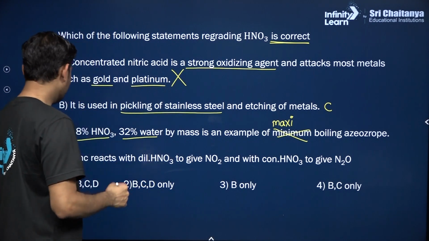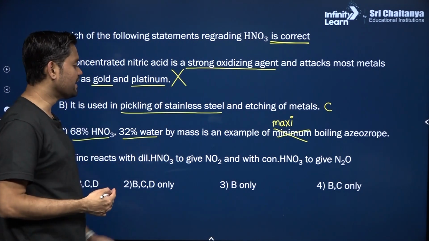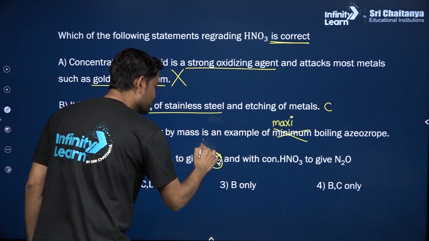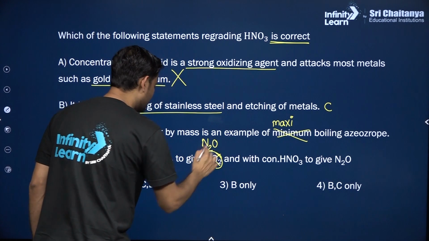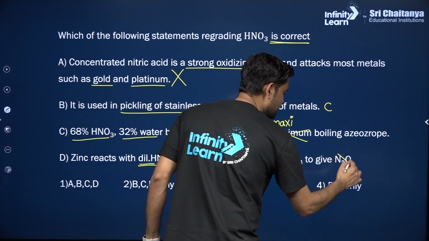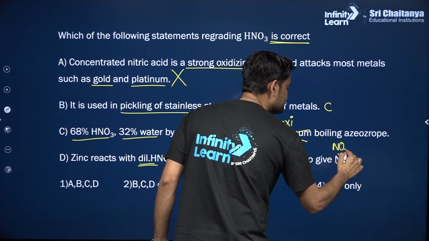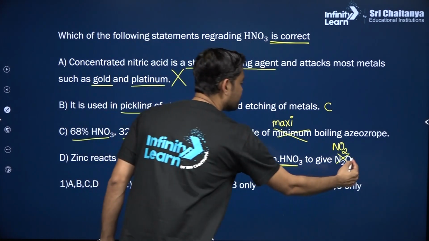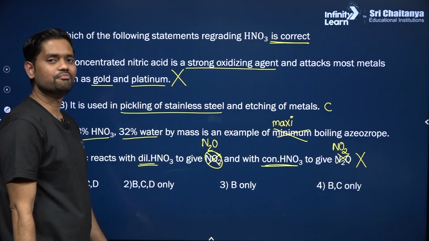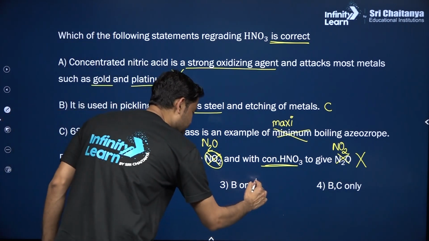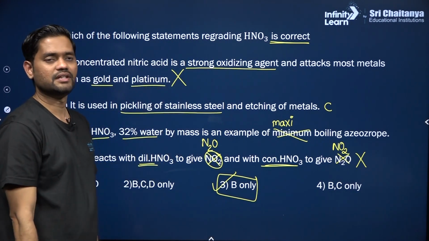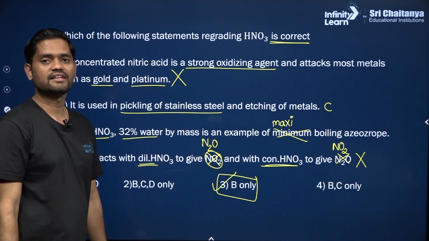Last one, zinc reacts with dilute nitric acid to give NO2. Wrong, it does not give NO2, it gives you N2O with dilute, whereas with concentrated nitric acid it gives you NO2. So even the last statement is also wrong. So out of all statements, the only statement that is correct is B. So only B is the third option. Hence, this is your right option. Clear? So this question has answer as 3.